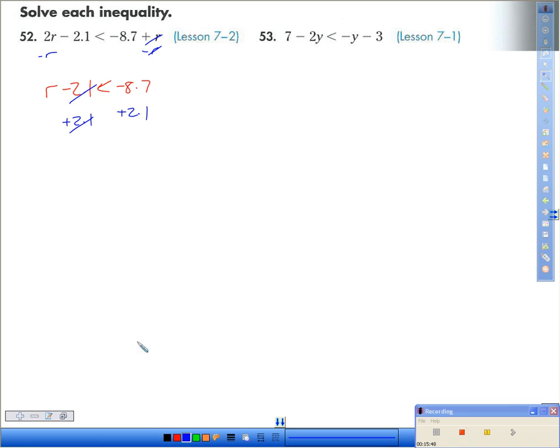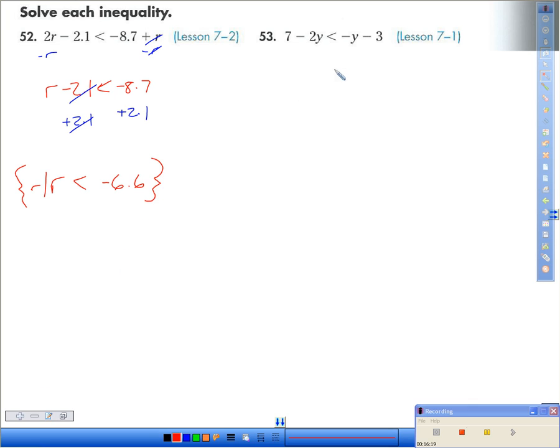2.1 subtracted from itself gives us 0, so what we end up with on the left-hand side is r. On the right-hand side, we need to add those two numbers, and when we do that, we're going to get negative 6.6. So since we had a less than sign and all we did was add, we're going to just keep our sign the same. So r is less than negative 6.6. If we put that in set notation, then our solution set is going to look like this.